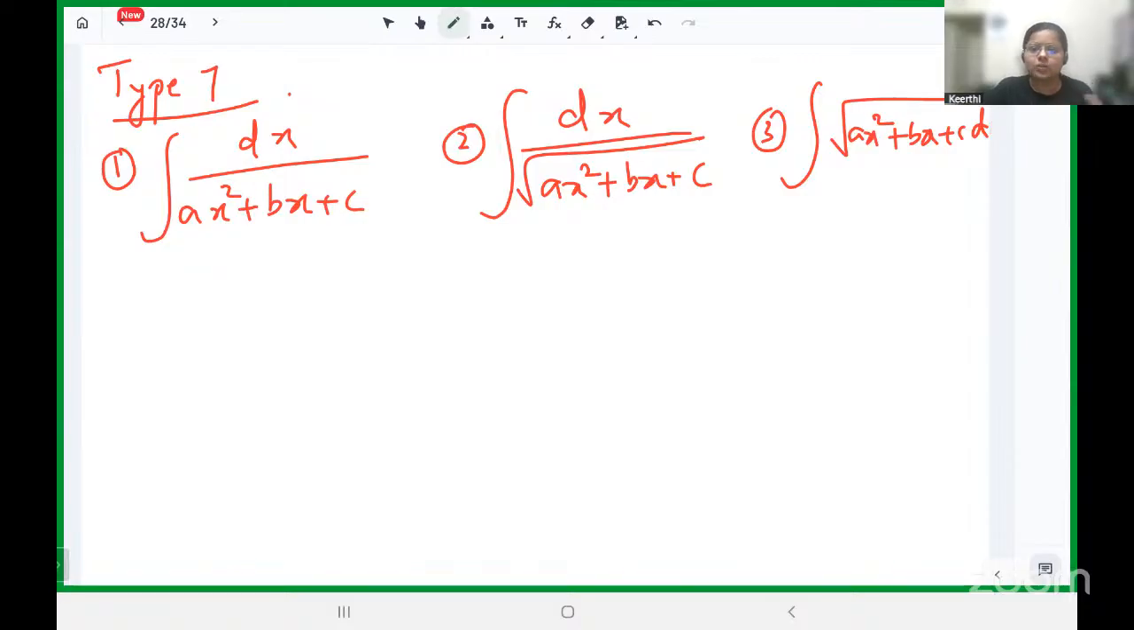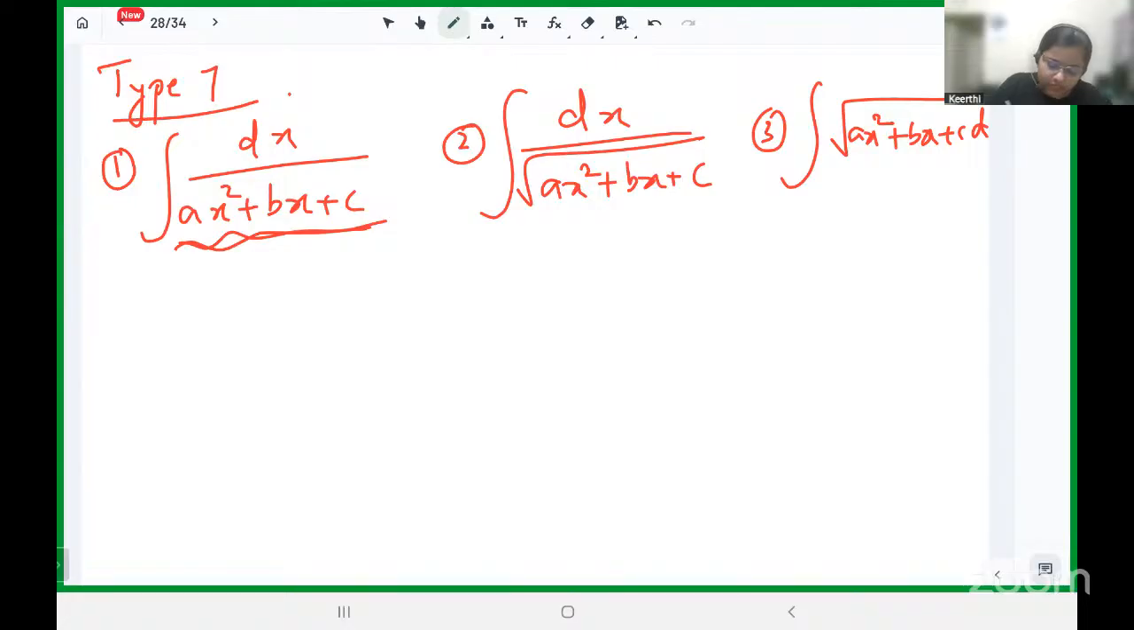So we'll see how these types of functions are solved with the help of type 6. Here you can see that in the denominator it is a standard quadratic polynomial. So what we are going to do is change this into type 6. To apply type 6, it should be like a perfect square, isn't it? This one is not a perfect square, it's a standard quadratic polynomial. So you have to first change this into a perfect square by applying the completing square method. How will you use that? I'll explain it with the help of an example.